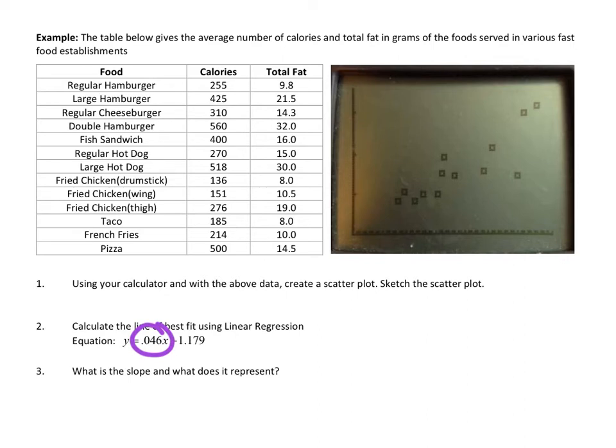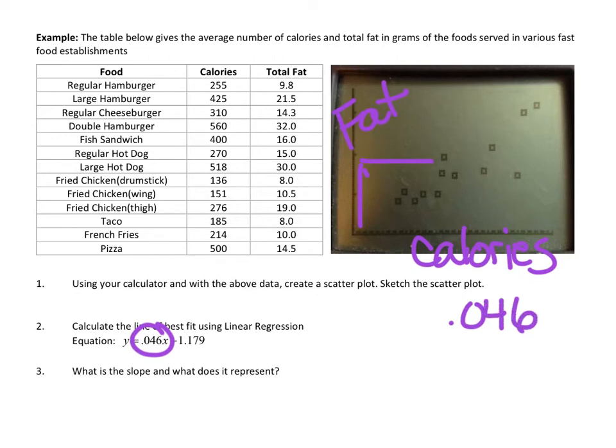So if you recall, slope is rise over run. So that means that the units of our slope are the y units, which are fat, and then over the x units, which are calories. So what that's saying is 0.046 over 1, there's 0.046 fat grams per calorie.